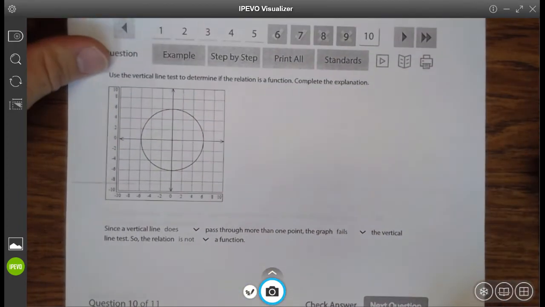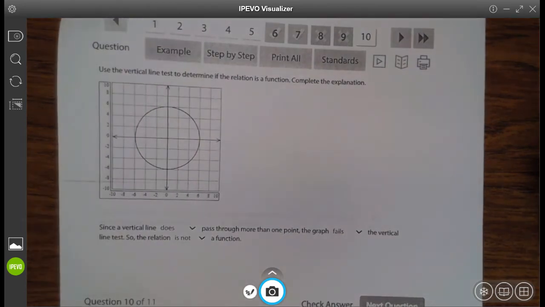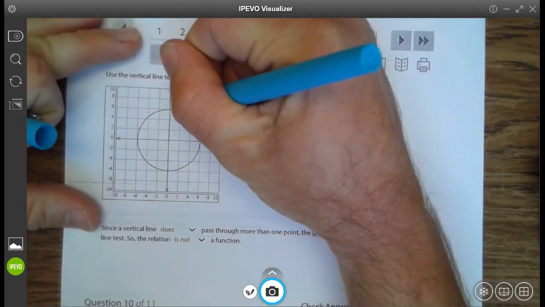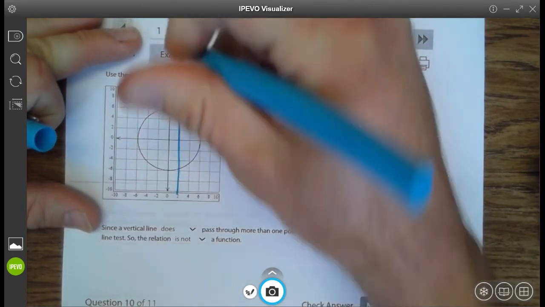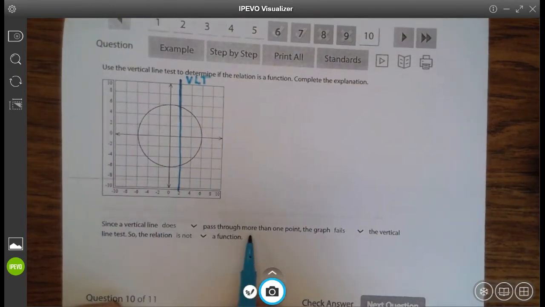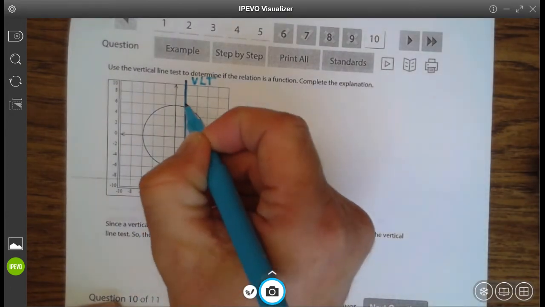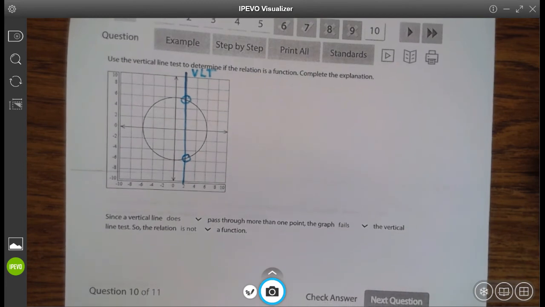All right. Use the vertical line test to determine if a relation is a function. Complete the explanation. I'm going to draw a vertical line through the graph. Since a vertical line passes through the graph more than once, here and here, the graph fails the vertical line test, so the relation is not a function. All right, go and finish up example 10.